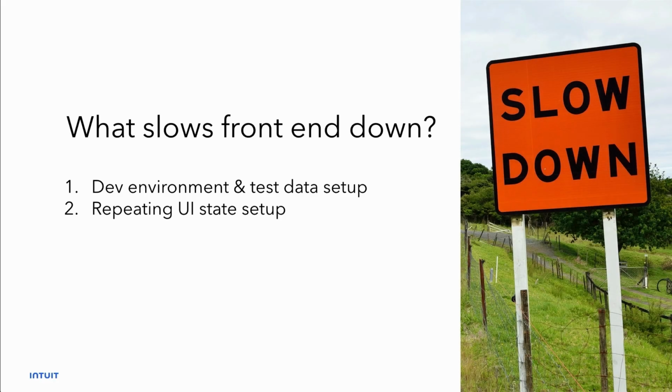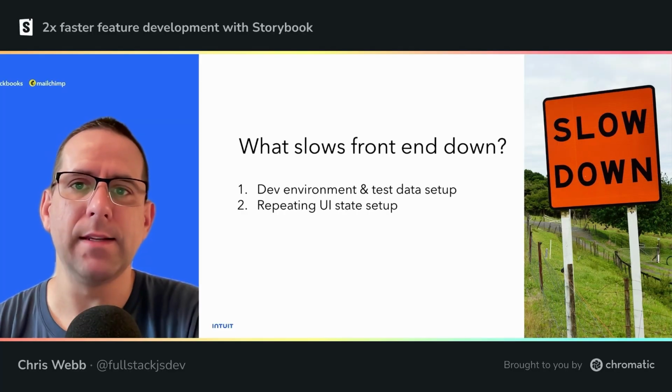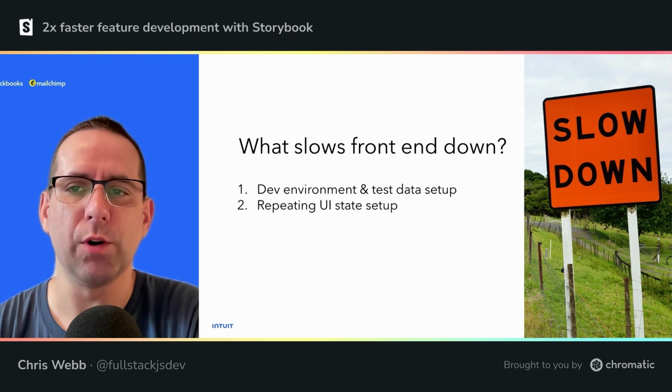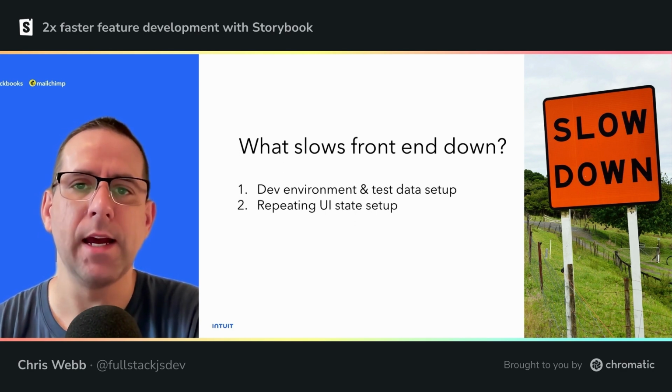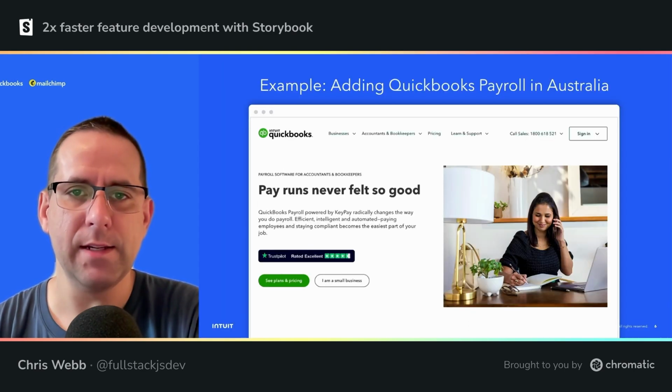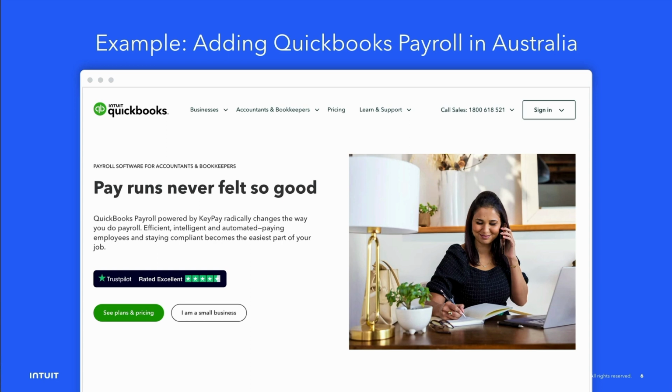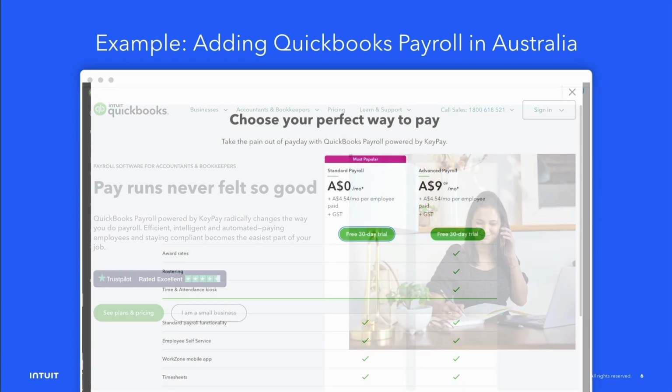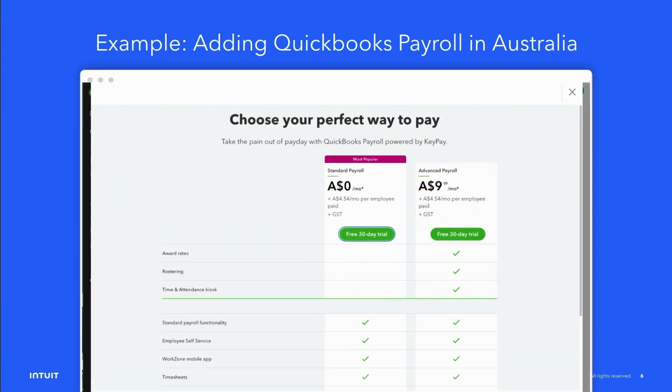What I've seen on past projects is front-end engineers can get really slowed down by two things. First, getting back-end set up to reproduce data that will create certain states in the UI, and then driving the UIs in-browser to reproduce the scenario they're working on in code. So here's a specific example. We maintain a feature that allows our customers to upgrade their existing QuickBooks subscription with our payroll feature.